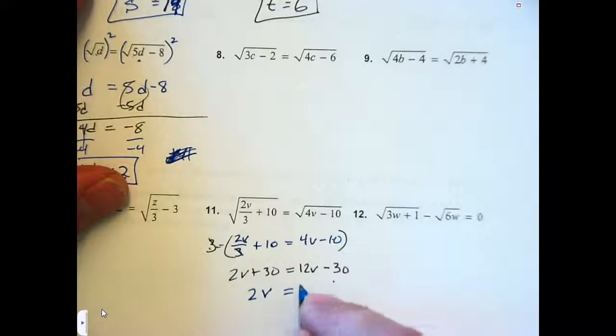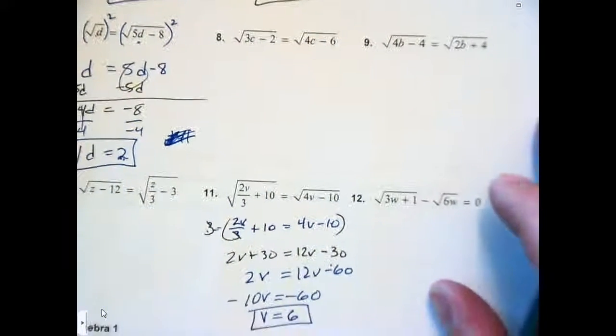Move the 30 over. Don't just erase your work. Subtract 30 on both sides. Move the 12v over. V divided by negative 10 is 6.